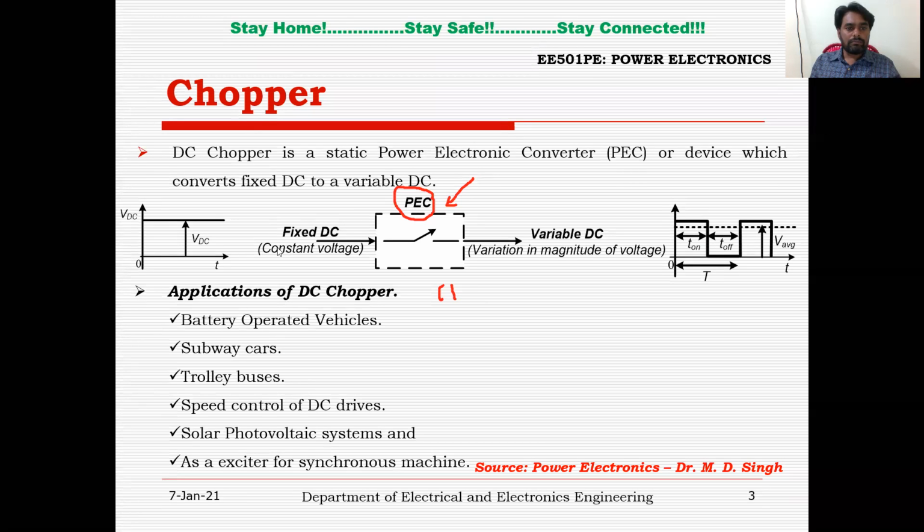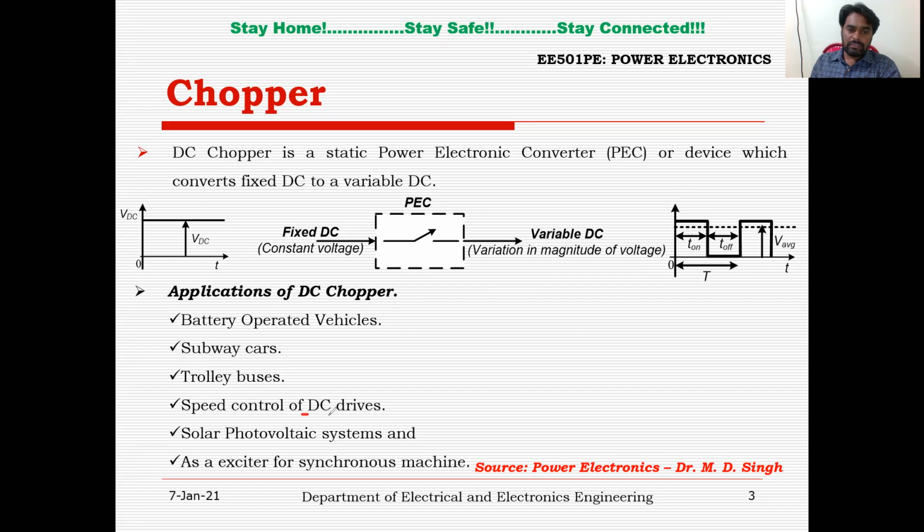Right. Now, there are some applications of this chopper. Wherever you require a variable DC, there you can use this DC chopper, but the input should be a constant DC or it may be variable DC. Right. For example, if you want to operate battery operated vehicles, you need a DC to DC converter so that you can regulate the voltage, and obviously the variation in voltage will vary the speed of the battery vehicle. You can also use it in subway cars, trolley buses, and speed control of DC drives.